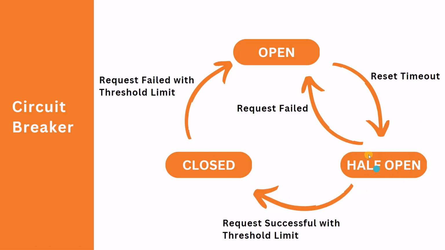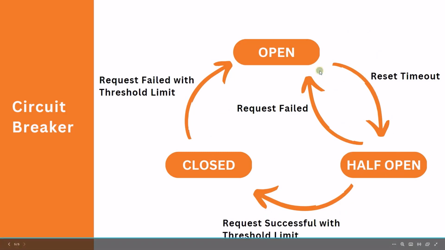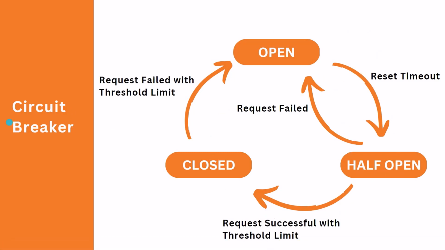If in the half open state we still get failures based on the certain threshold, then again it will go to the open state. So these things keep going on. This is the circuit breaker diagram, showing how it changes the status.